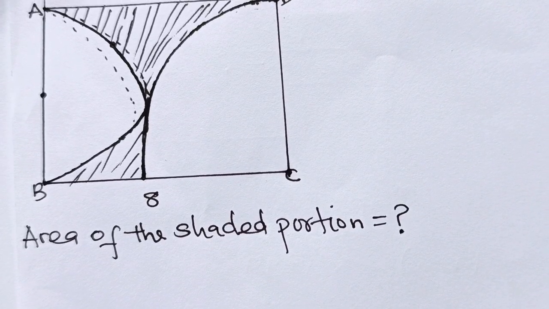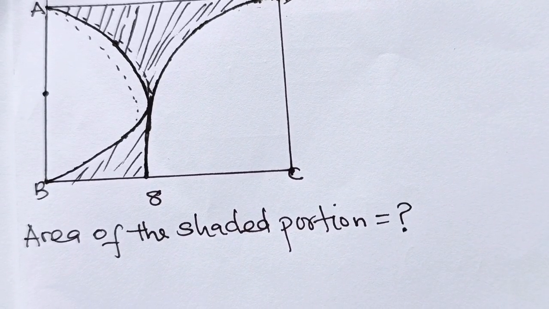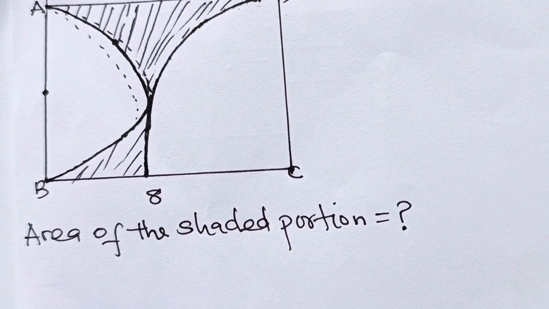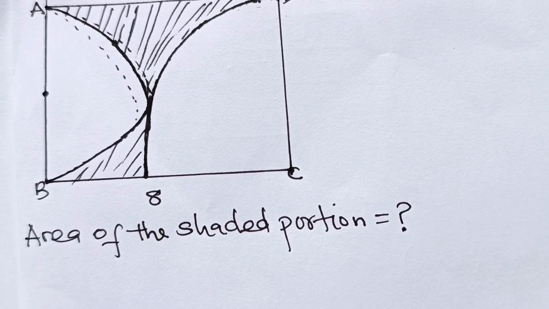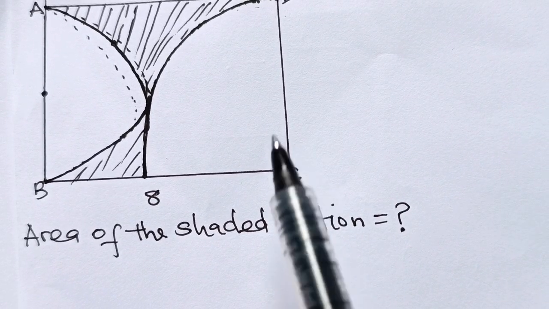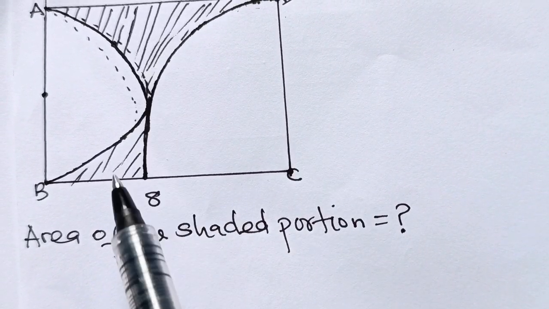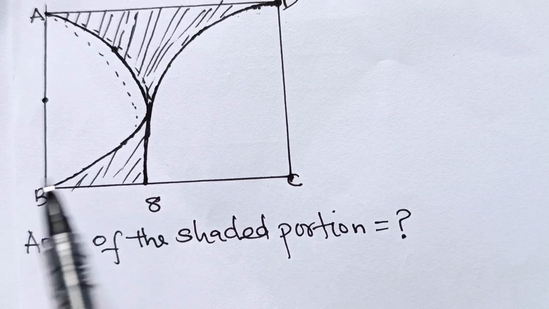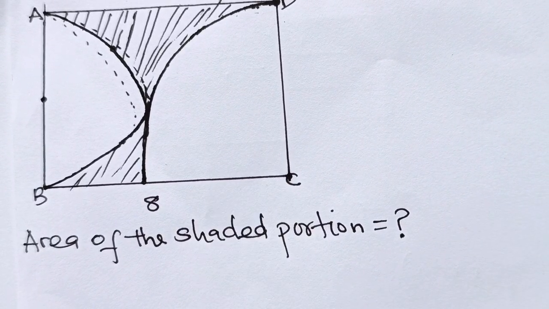Hi everyone. Today we have an amazing geometry question to solve. So let's get straight to the point. The question says you should find the area of the shaded portion. And please, this is not drawn to scale.